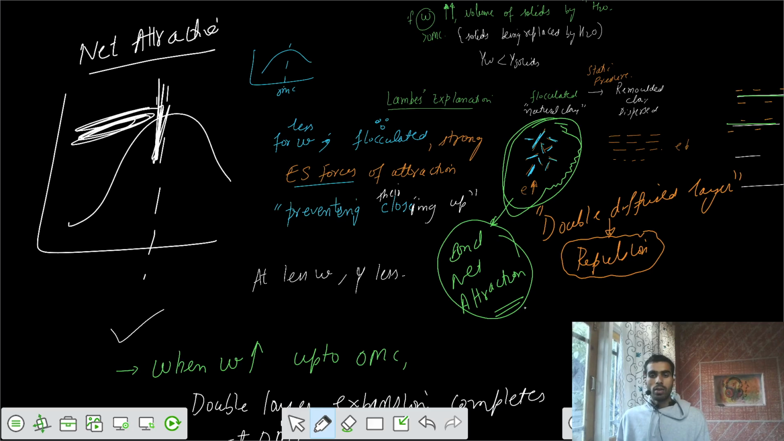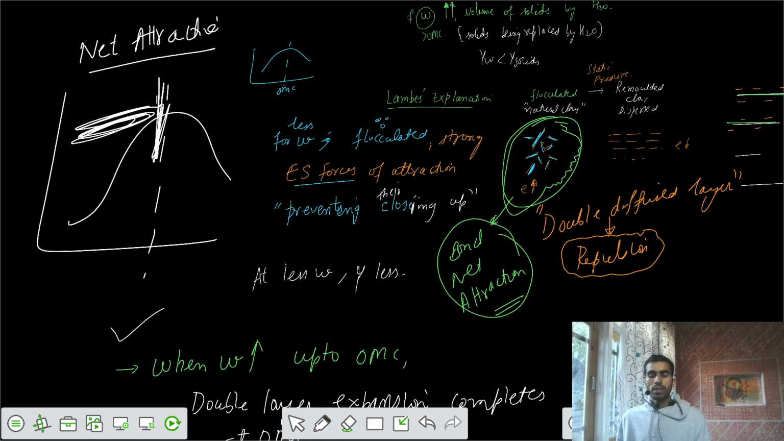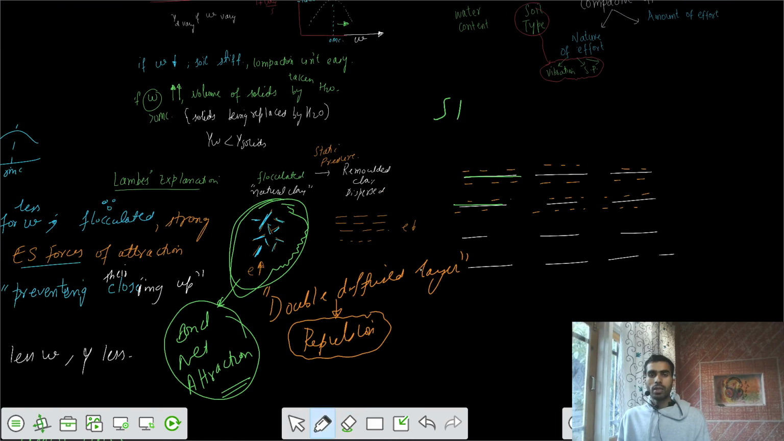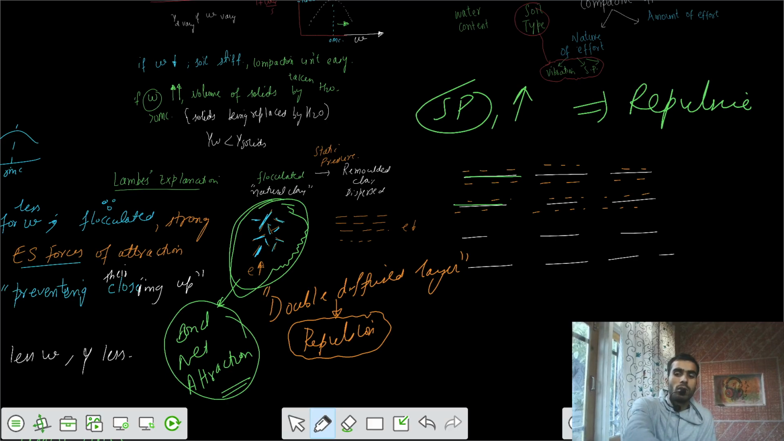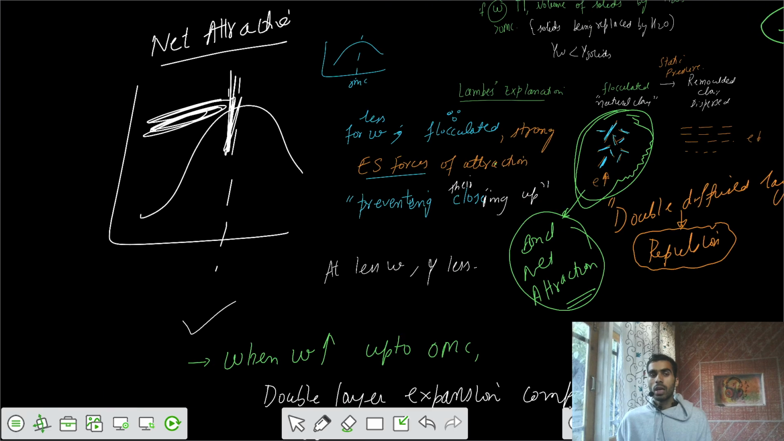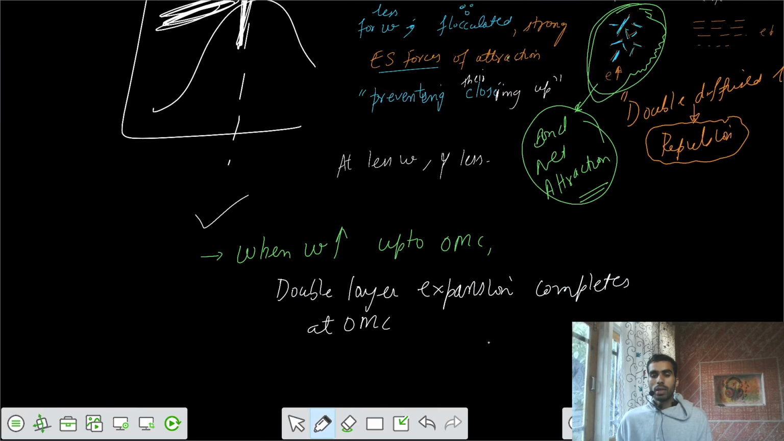Then as we try to apply the force, as we try to apply that static pressure and increase the water, your net repulsive forces are trying to overcome the attractive forces, and particles try to come closer and closer. The net repulsive forces overcome the net attractive forces.